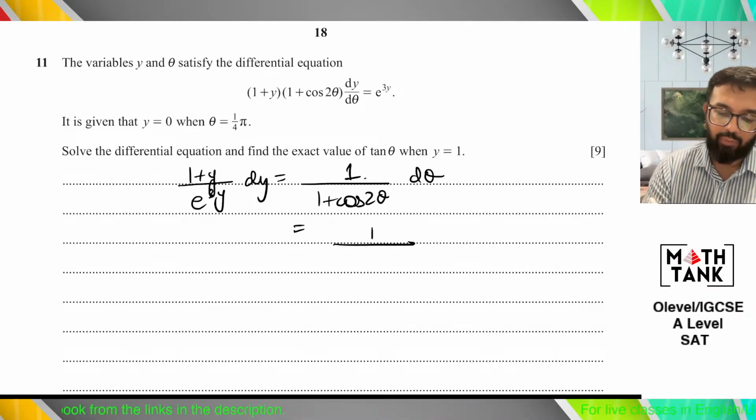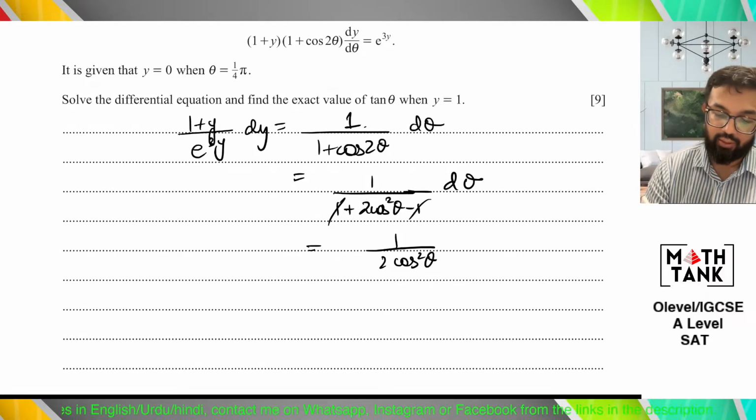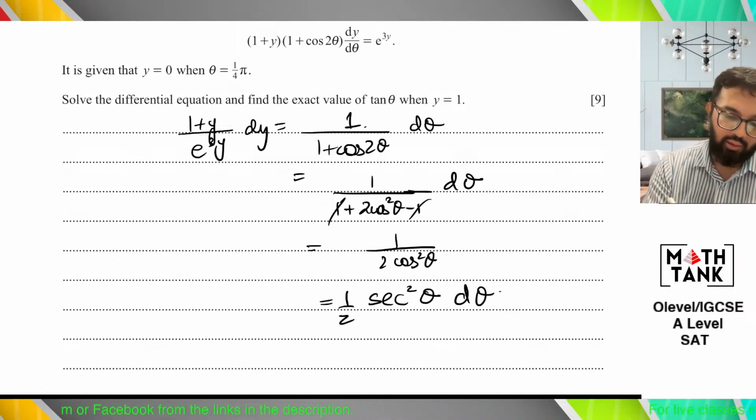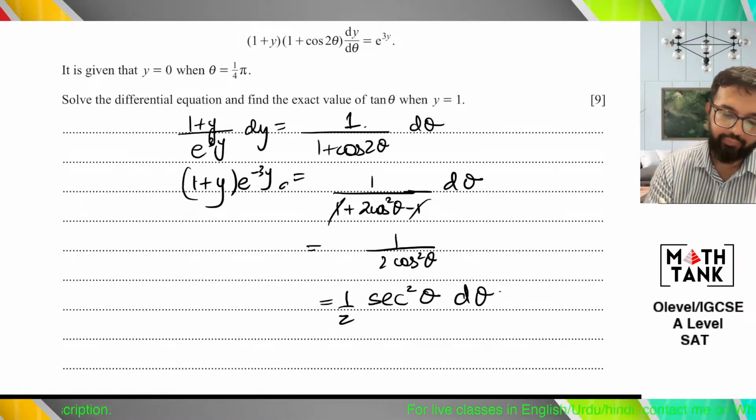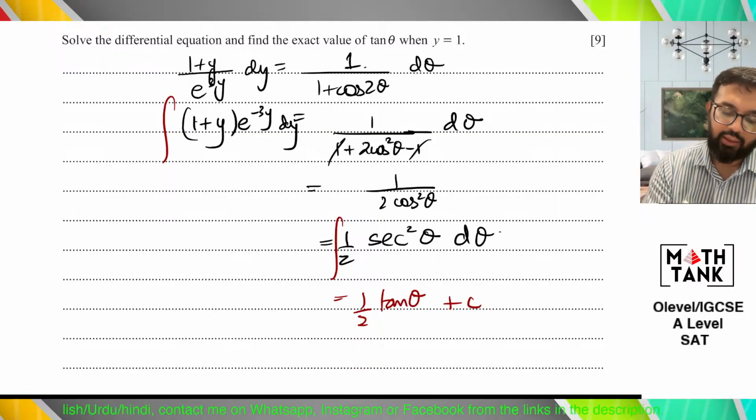But whenever you have 1, I have told you this before, that you use the identity 2 cos square theta minus 1 so that you can get rid of the 1. This gives me 1 over 2 cos square theta. That's sec square theta with a half outside. Okay, and d theta here. This is going to be an integration by parts, I think. When you integrate both sides, this is simple. This becomes half tan theta plus c. And that's integration by parts.